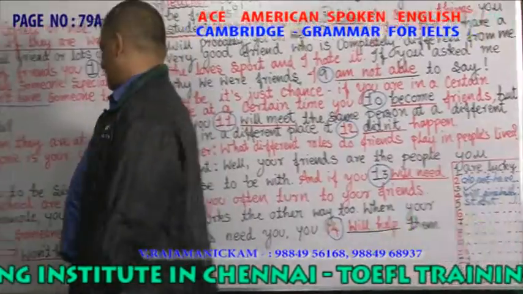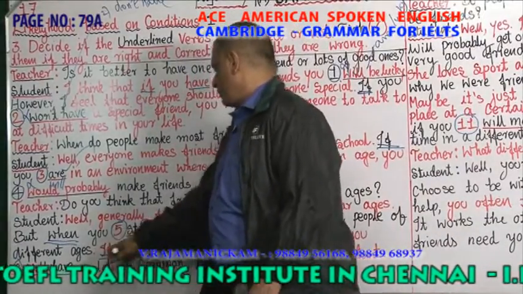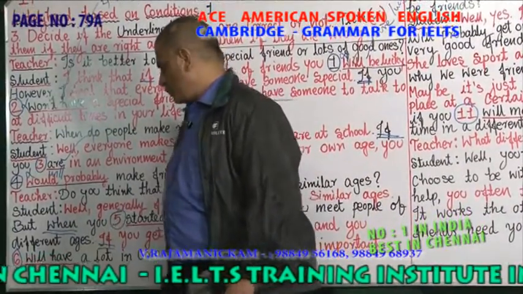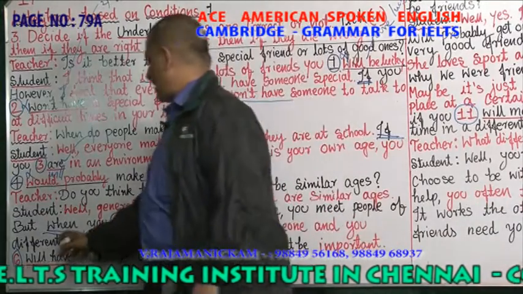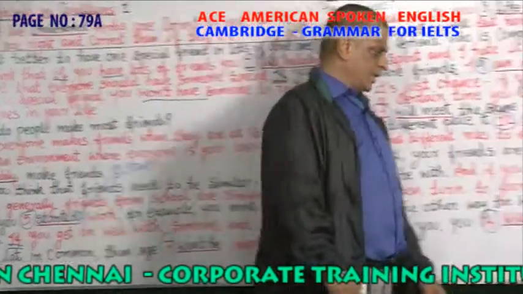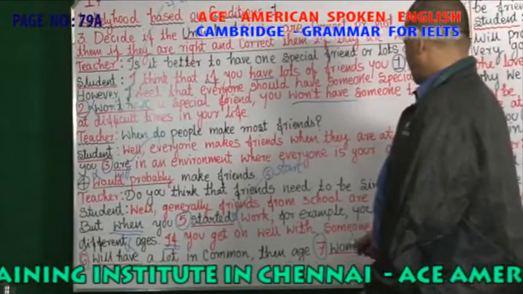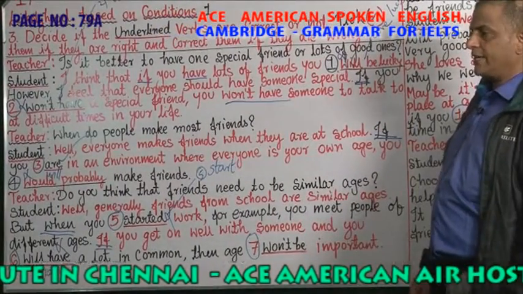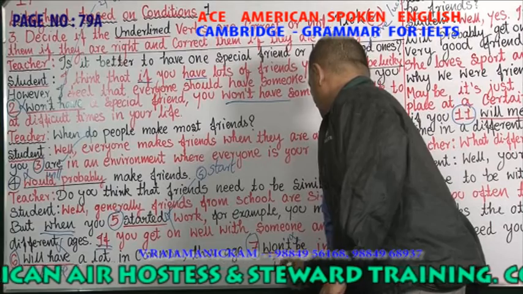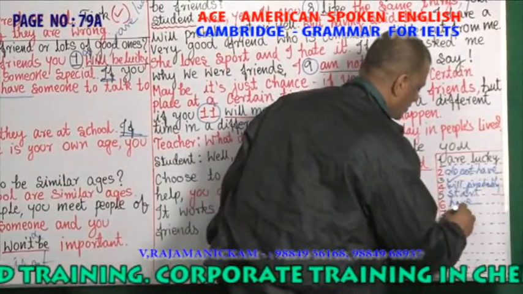Fifth, start. For example, you'll meet people of different ages. Once again, the condition is there, if condition. If you get on well with someone and you will have a lot in common, what is the sixth answer? You have. So will have is wrong, have is the correct answer. Sixth one is have. A lot in common, then age won't be important. Is it correct? Seven, what is the right answer? Then age isn't important. Won't be is wrong. Is not important.